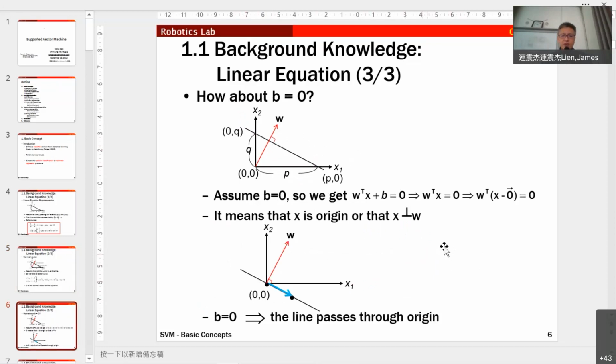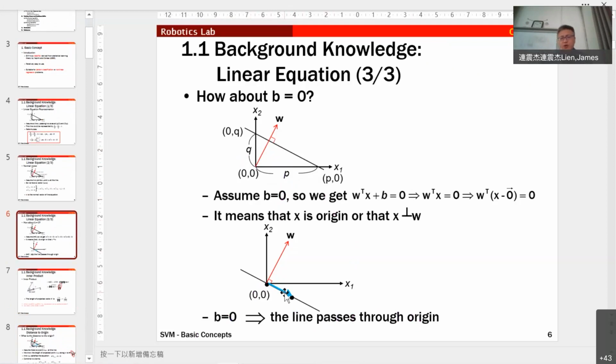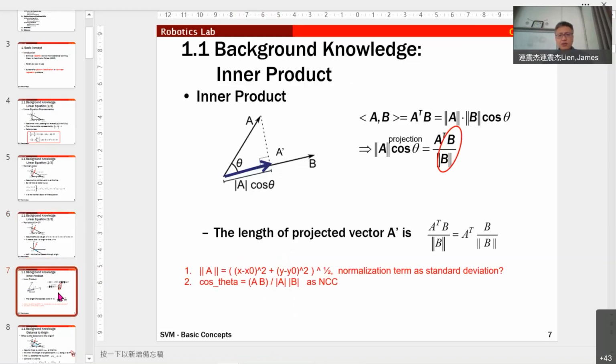Let's say it again. b is the distance from the point to the line. If b is equal to 0, this line passes through the origin. Otherwise this line will shift along the normal direction, and that's translation. Okay, so it continues.